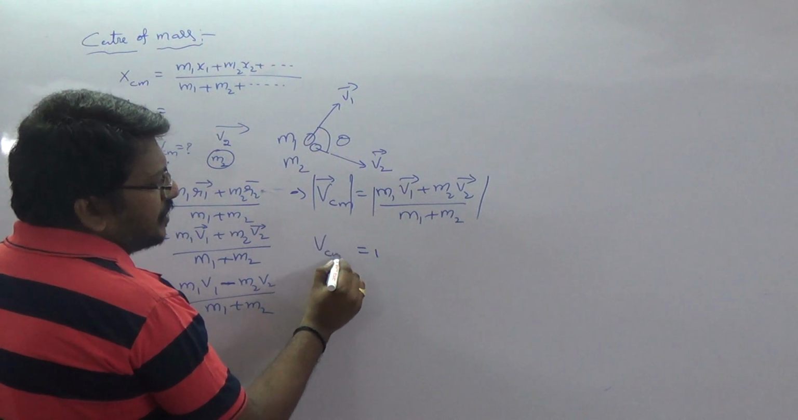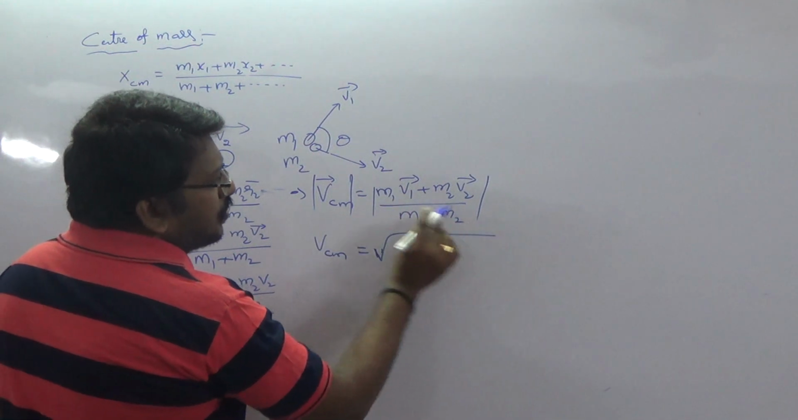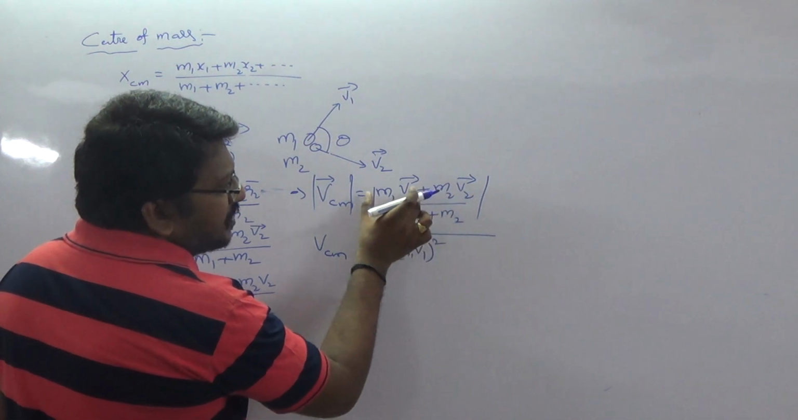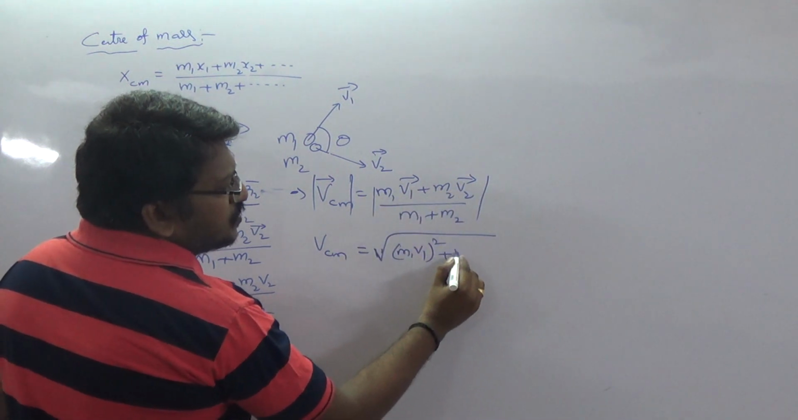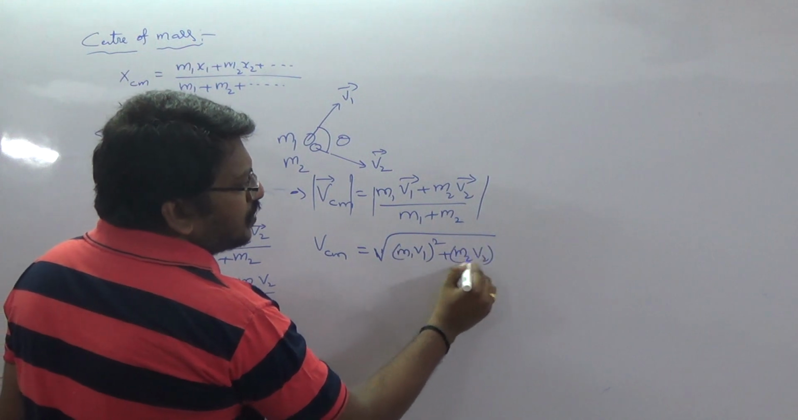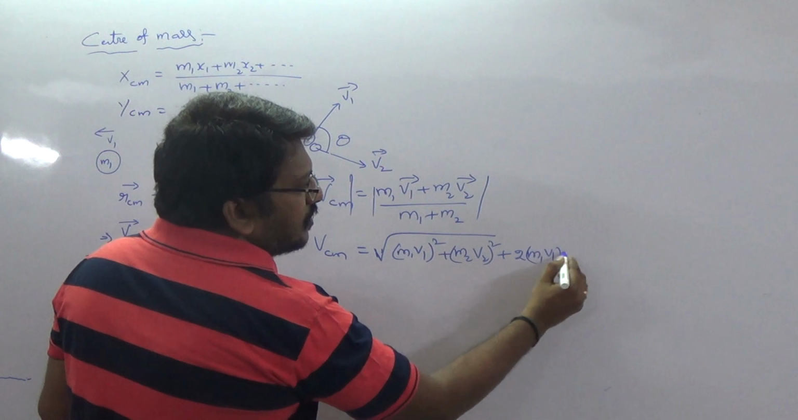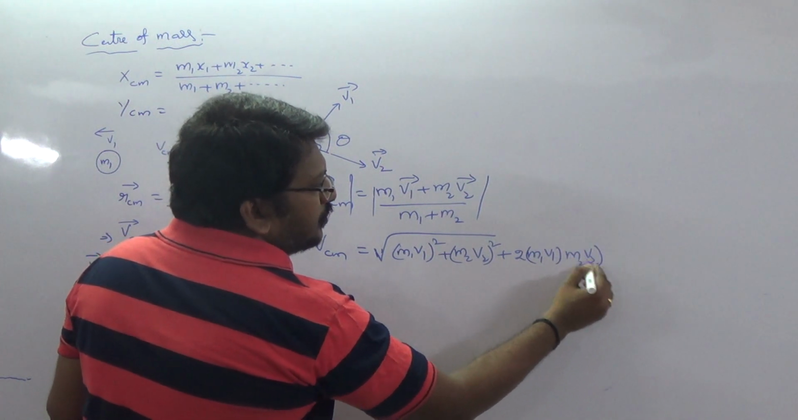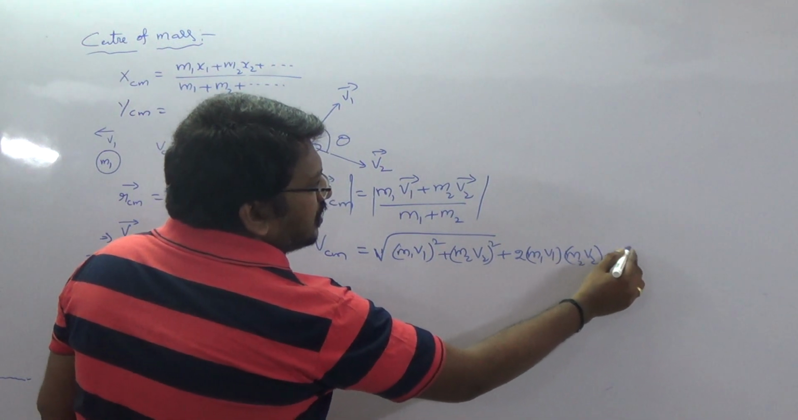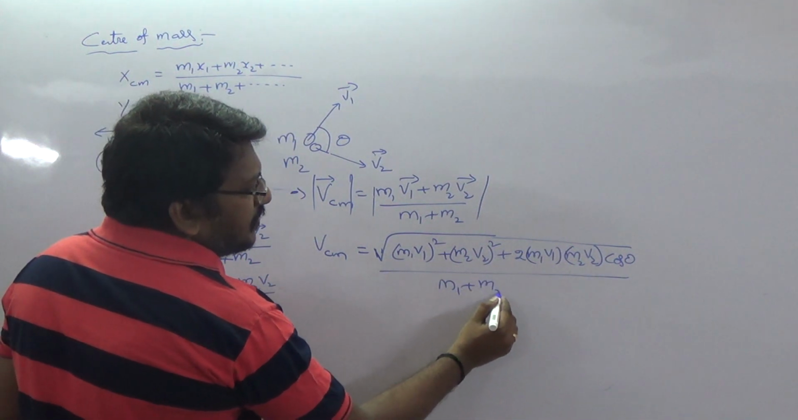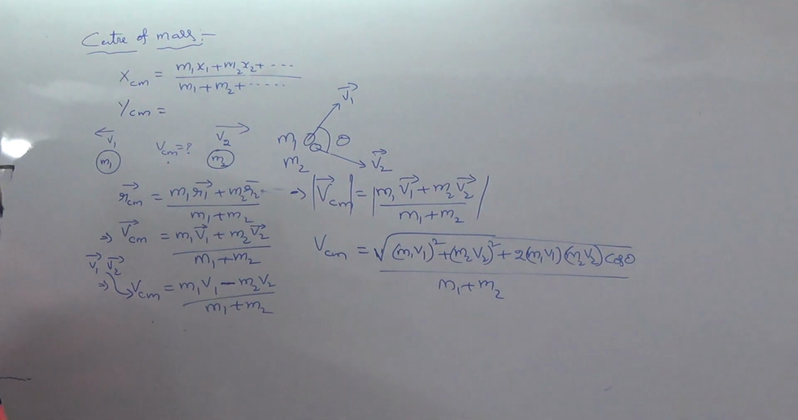So the velocity of the center of mass is equal to the square root of (m1 v1) whole square, by the parallelogram vector law, since these are vectors, plus (m2 v2) square plus 2 m1 v1 m2 v2 cos theta, all divided by m1 plus m2. So that is the velocity of the center of mass when the two particles are traveling in different directions.